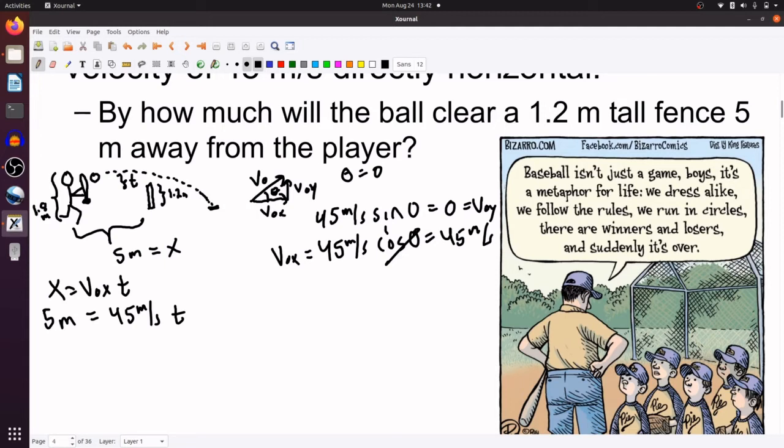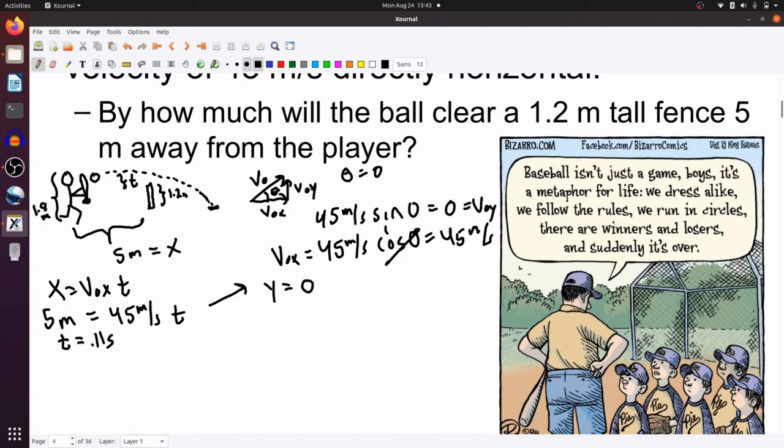what looks like 0.11. So 0.11 seconds is the time it takes to travel 5 meters horizontally, and we're also going to figure out how much it dropped during that time. I need to use now my y equation to figure out how much it's dropped.